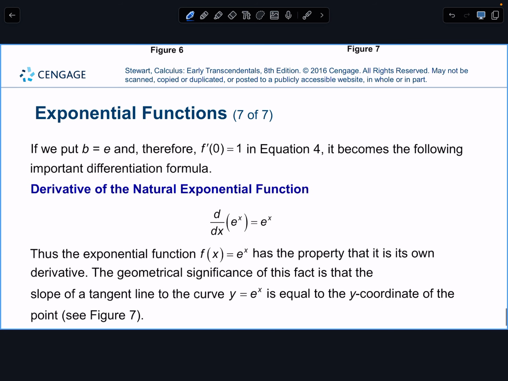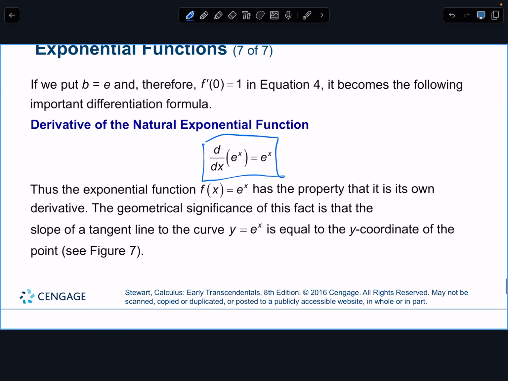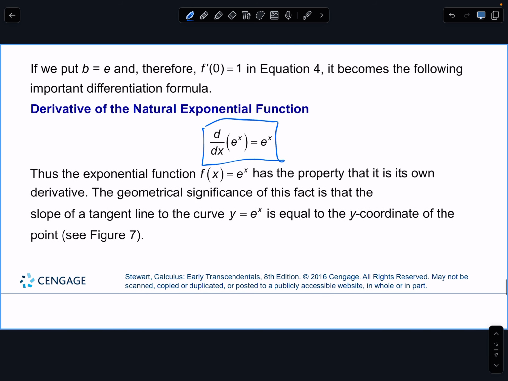Okay, so once again, this is what we're saying. If you take the derivative of e to the x, you still get e to the x. And we're going to see this function all throughout this course. And I think that's all we're talking about today in this first section. So we're going to go to the homework now.